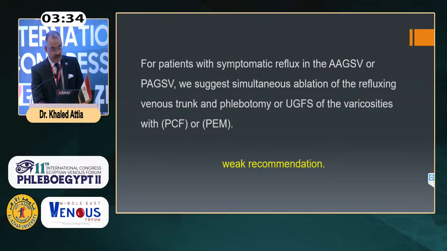For patients with symptomatic reflux in anterior accessory great saphenous vein or posterior accessory great saphenous vein, we suggest simultaneous ablation of the refluxing venous trunk and phlebectomy or ultrasound-guided foam sclerotherapy of the varicosities with microfoam or foam. This is a weak recommendation.